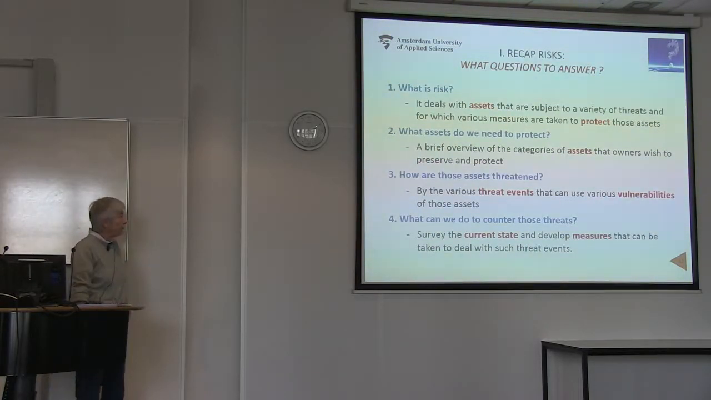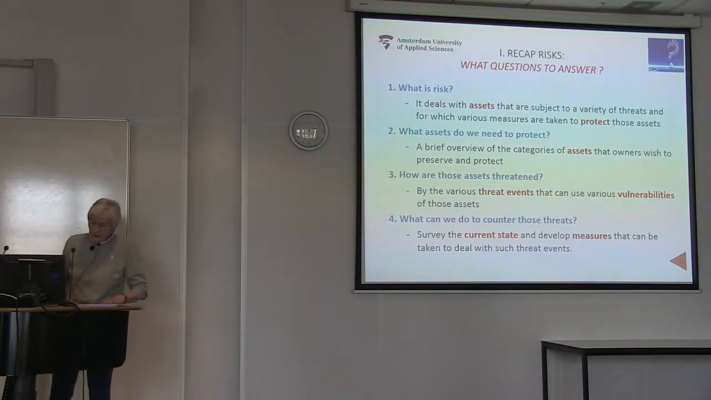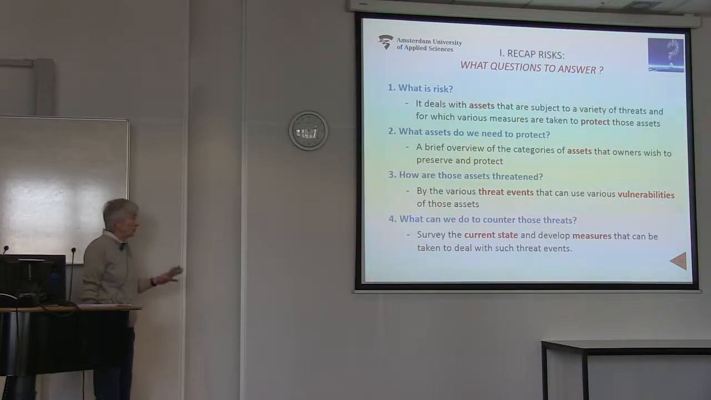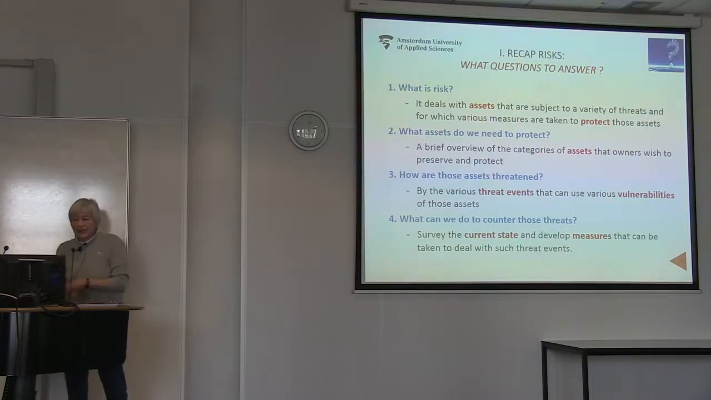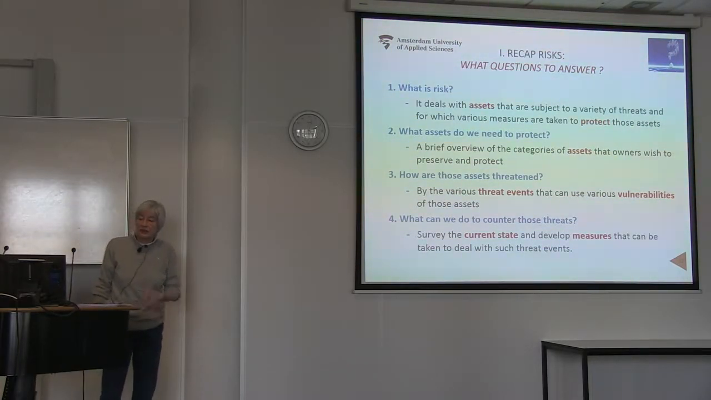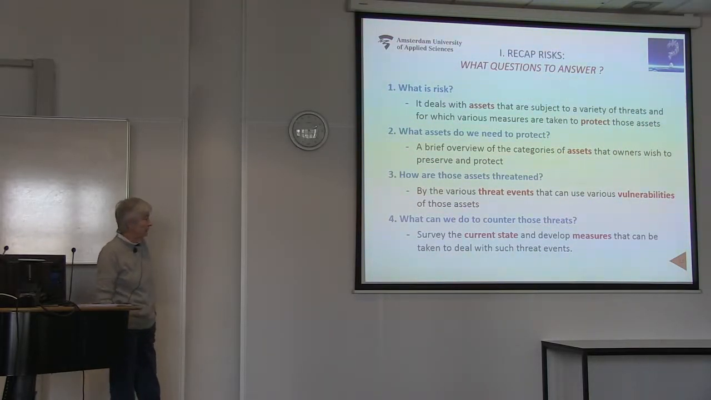So we have four questions to answer. We know now what risk is about. It's about insecurity of our assets. So to make it more secure, we have to protect it. What assets? Well, at least the critical ones. And maybe some extra that are a little bit less critical. We are not dealing with the miscellaneous parts, the paper clips, and the copying paper or whatever.